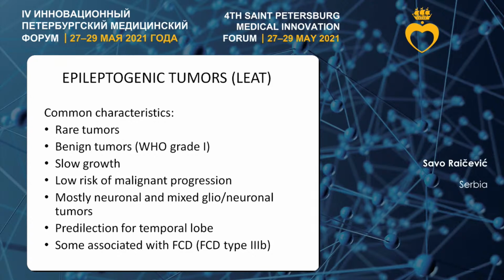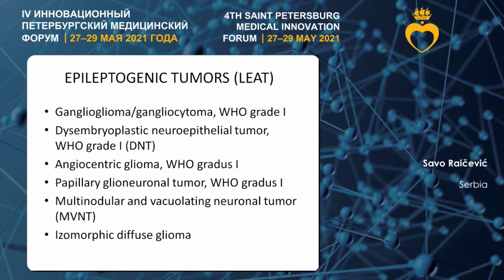And some, as we said, are associated with focal cortical dysplasia, the focal cortical dysplasia type 3B by the ILAE classification. These tumors are most often the entities we see on this list. The histopathological characteristics of these tumors are beyond the scope of this presentation, and there is just no time to present them all. Just to say that ganglioglioma is by far the most common of these tumors, but also we see dysembryoplastic neuroepithelial tumors, angiocentric glioma, papillary glioneuronal tumors, multinodular vacuolating neuronal tumors, isomorphic diffuse glioma.